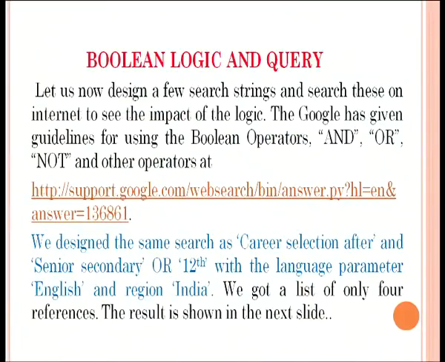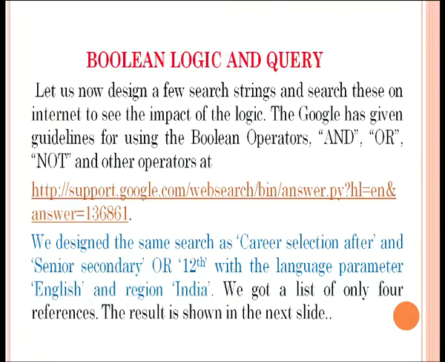Boolean logic and query. Now we are coming to the third: it was simple and then we came to the advanced, and now we are coming to Boolean logic and query. Let's now design a few search strings and search these on the internet to see the impact of the logic. Google has given us the guidelines for using Boolean operators. Boolean operators are and, or, not, and other operators. This is the link which we are showing for searching on and, not.